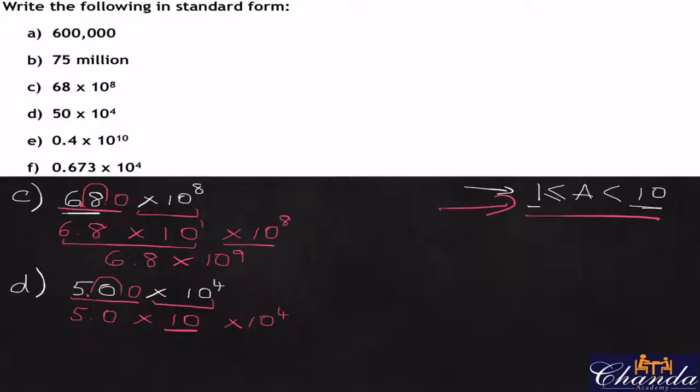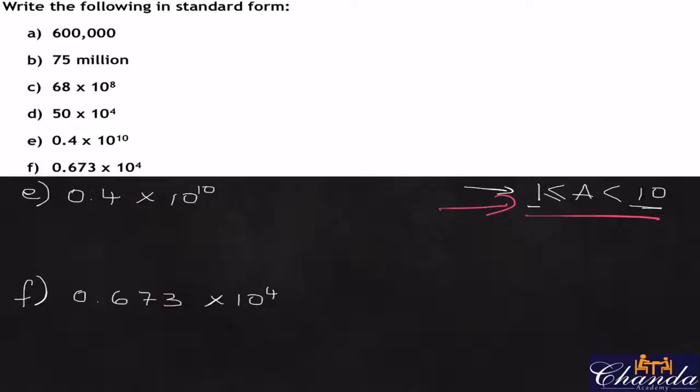And this 10 obviously has a power of 1. Now combining these two, again, using our knowledge of the first index law, that turns it into 5.0 times 10 to the power of 5. So that right there is in standard form. Fantastic. Now let's have a go at parts E and F. And folks, if you're feeling comfortable, please feel free to have a go at these questions yourself.